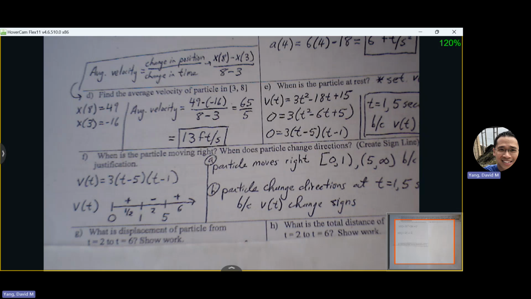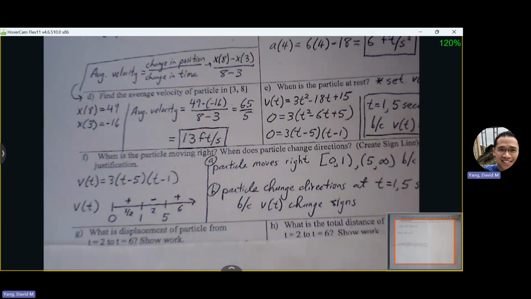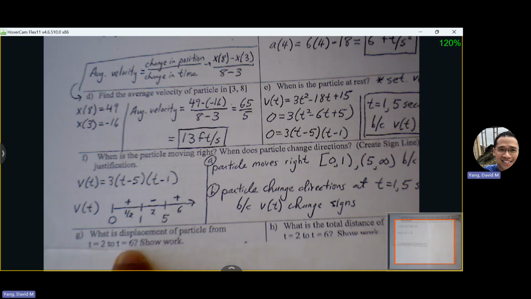Okay, let's talk about displacement and distance. Displacement is the easier of the two problems here. Displacement is just my final position minus my initial position. It looks kind of like average velocity, just without the denominator. It's just how far am I from where I started? So I'm going to find my position at 2 seconds, find my position at 6 seconds, and do my position at 6 seconds minus my position at 2 seconds.